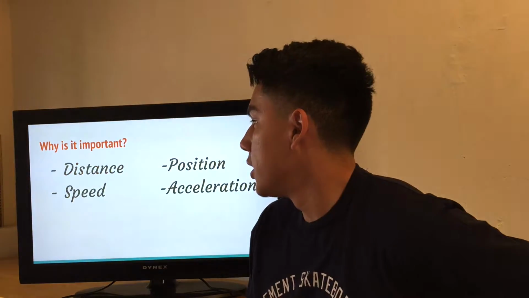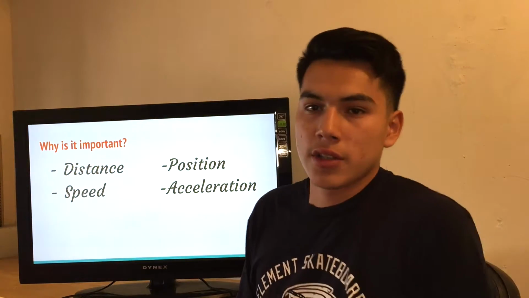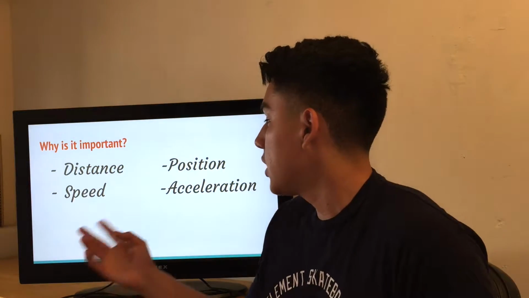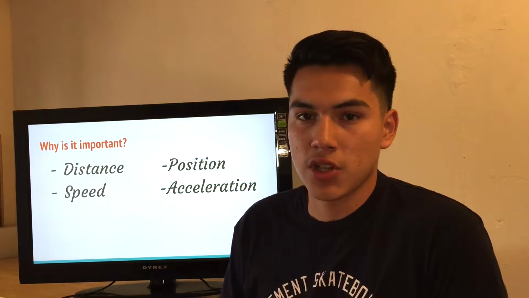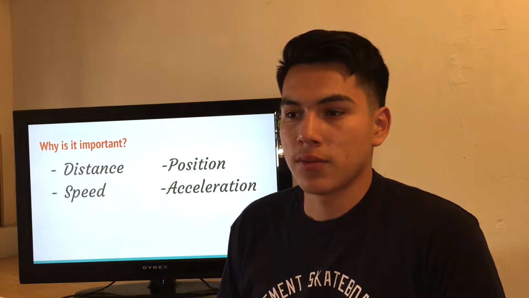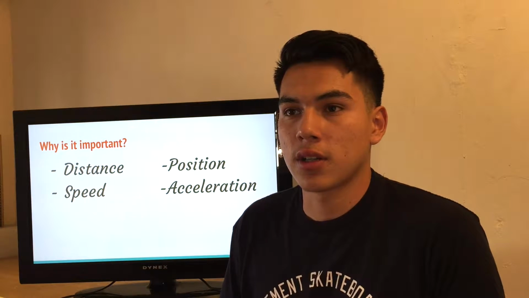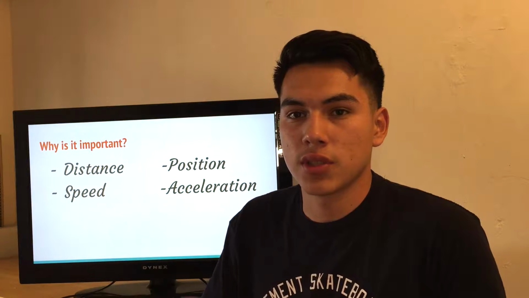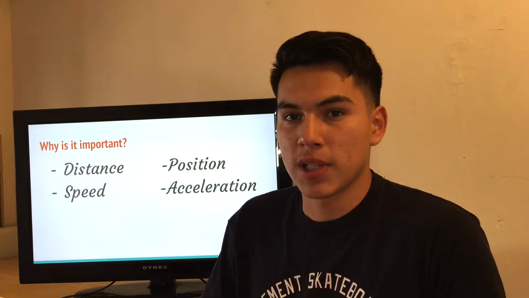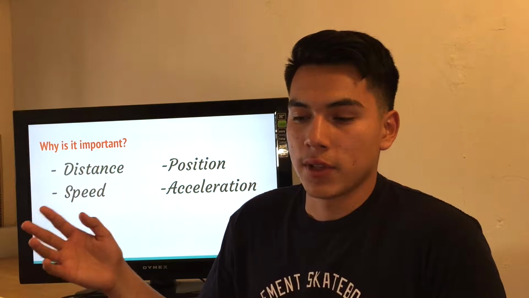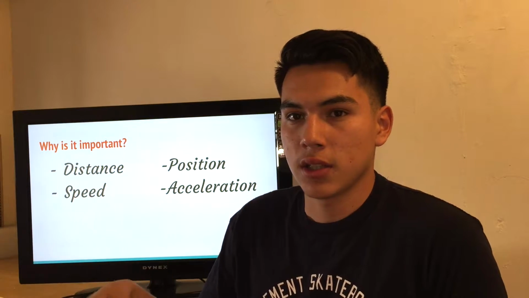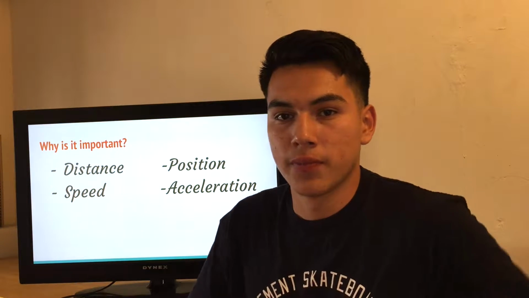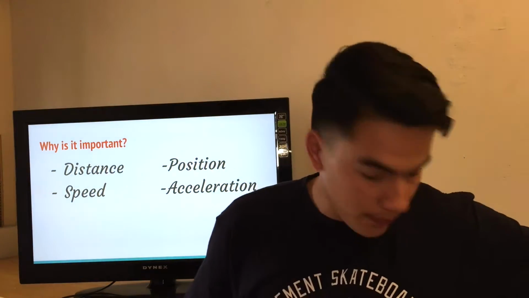But continuing on, why is it important? Area under the curve is important because it can tell you the distance, the velocity or the speed, the position, or even the acceleration of a particle. You look at the area underneath the curve to determine, if the f of x function shows its position, it'll give you its displacement. If the graph shows the velocity, the area underneath the curve will show you its position, and so on and so forth.